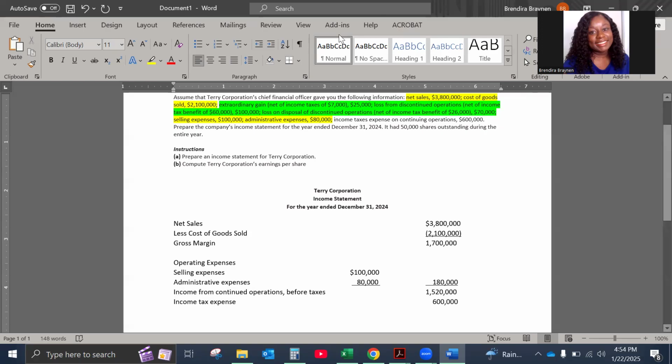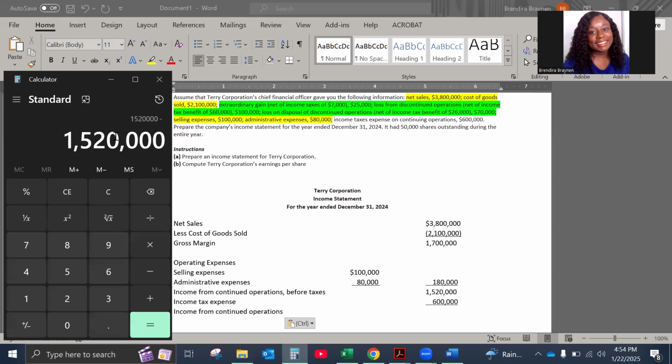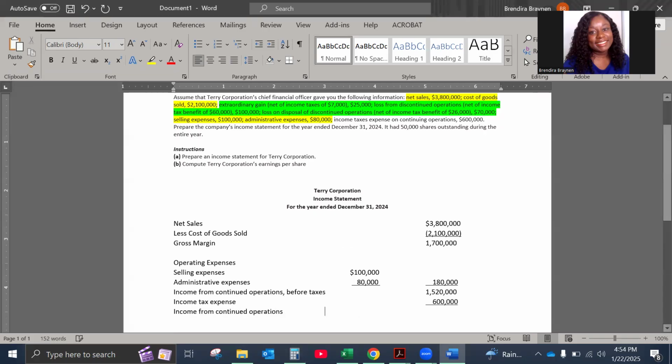600,000, that's an expense. So it's going to take away from my income from continued operations before tax, and that's going to give me an income from continued operations in general. So I'm going to take this amount minus the 600,000, which gives me 920,000. And so 920,000 is considered to be my income from continued operations.